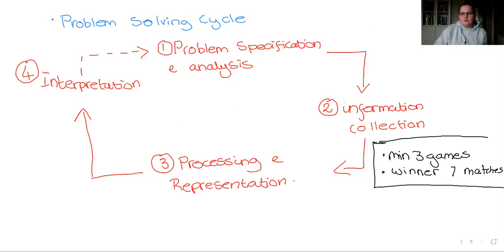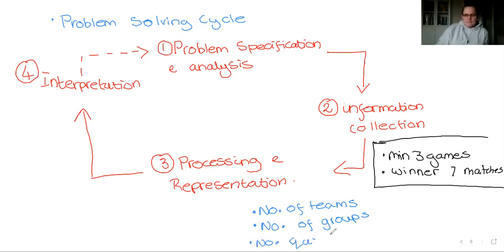So your variables, what you've got to work out then, is straight away the number of teams. So how many teams are you going to have that allows your winner to have specifically played 7 matches? So your number of teams, your number of groups, as in quarterfinals, semi-finals, finals, how many group stages is there going to be? And then we need to know the number that are going to qualify from each group. And this is where we would use this stage.